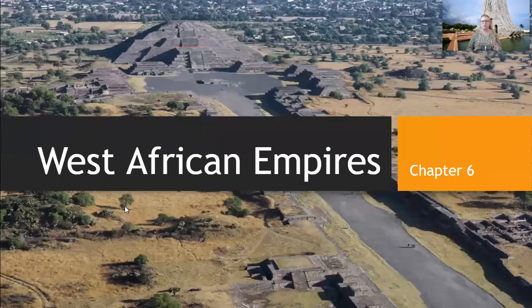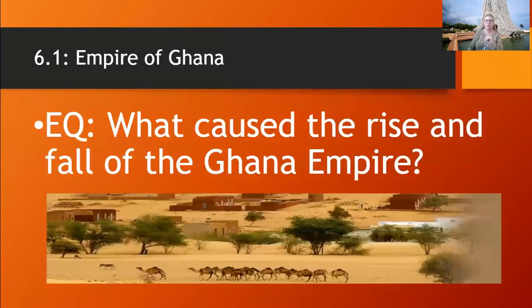Okay, so we're talking about the West African empires. This is a longer section of the chapter. It's actually 4 sections to complete our unit on Africa. So this one is all about the West African empires. Today, we're going to specifically talk about Ghana. So 6.1 is the Empire of Ghana.